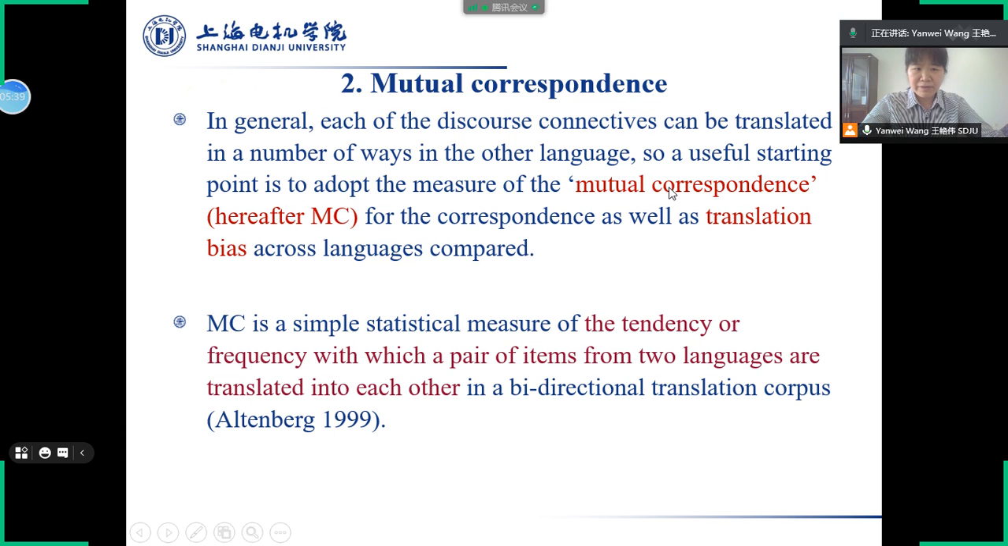So, a useful starting point is to adopt the measure of the mutual correspondence for the correspondence as well as translation bias across languages compared. According to Teubert, 1999, MC is a simple statistical measure of the tendency or frequency with which a pair of items from two languages are translated into each other in a bidirectional translation corpus.